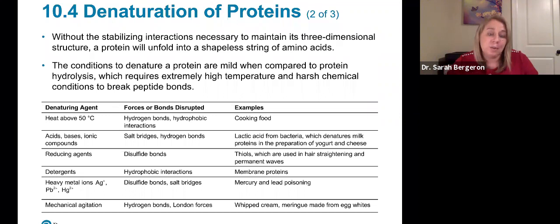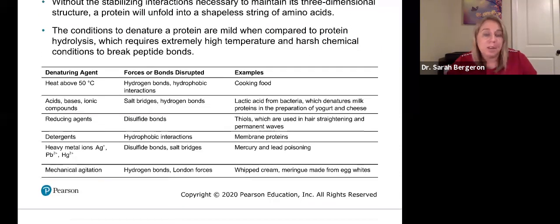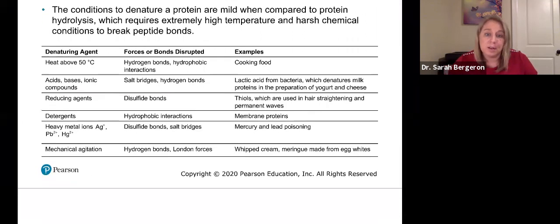Detergents, so if you want to break up things like cell membranes, right, you can do the same thing to proteins. If you add a detergent, you're going to disrupt the hydrophobic interactions. And so that will really mess up membrane proteins. Ions will mess up disulfide bonds and salt bridges. And so that's what happens if you have mercury or lead poisoning. It's very, very dangerous.